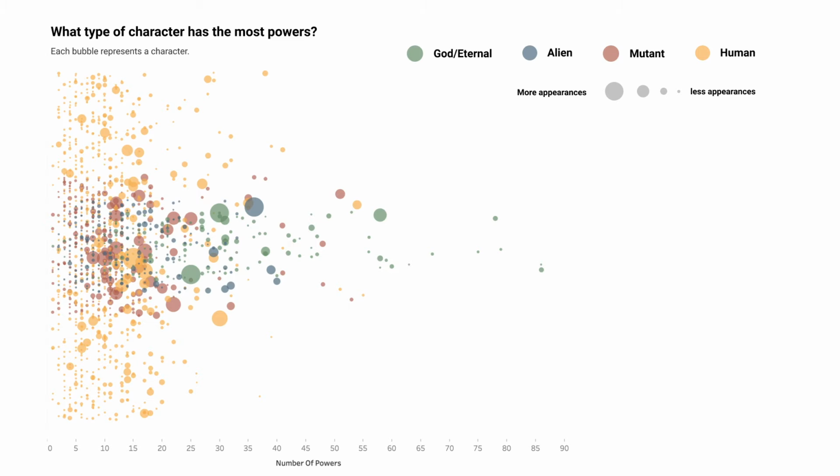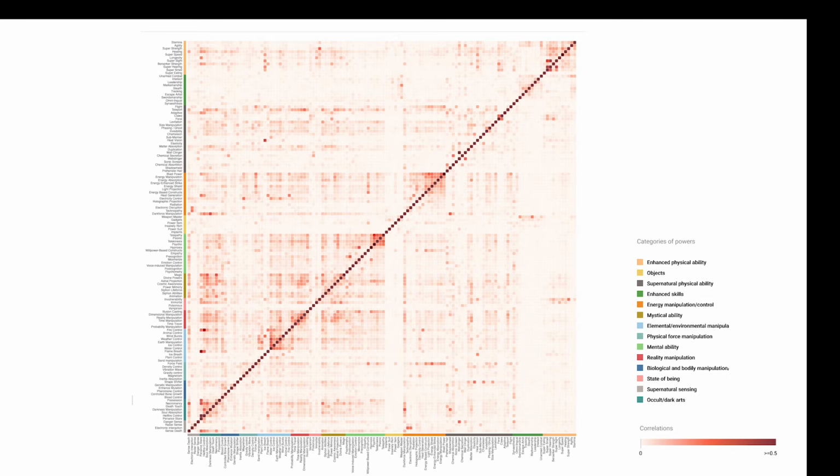It's clear that the most prominent characters are human and mutants, indicated by the bubble size, and gravitate in that sweet spot of 10 to 20 powers, whereas characters with the most powers tend to be godlike and have less appearances. Let's say you wanted to create a human character with about 10 powers.